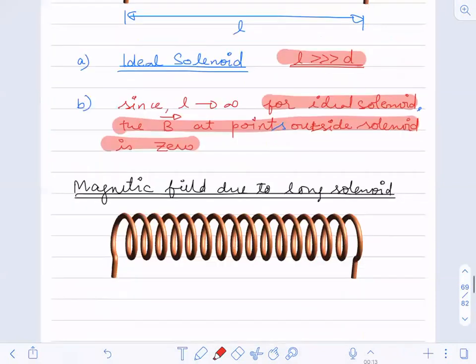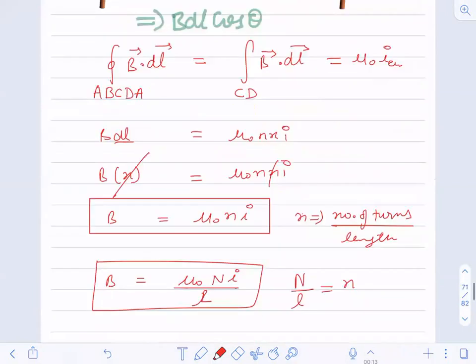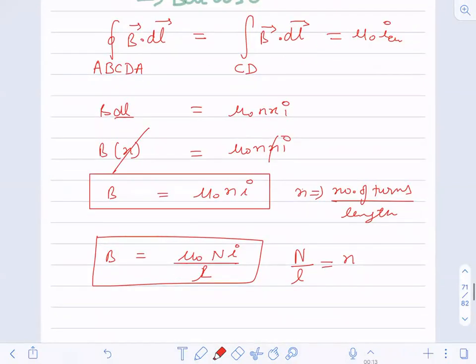Now, after this, we had seen this result. You should be aware of what is small n here. And you should also be aware of what is capital N here. Capital N and small n are not the same thing. They are two different things. Small n is number of turns per unit length, whereas capital N is number of turns only. Okay.